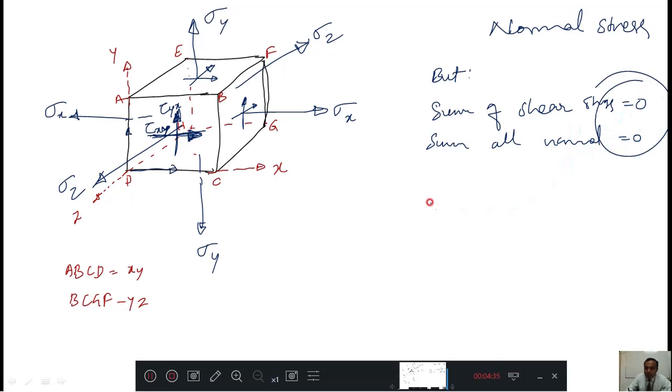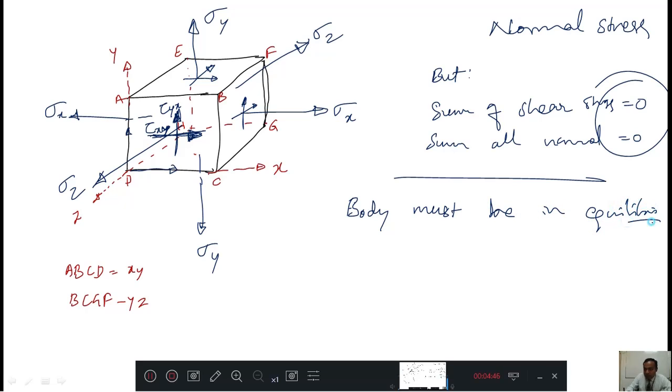The meaning is the body must be in equilibrium. When the body is in equilibrium, then only you can say that the stress is developed. Okay, when the body is in equilibrium, then only you can say the stress is developed. When the stress is developed, you can study the combination of normal stress and shear stress. Understood? This is a very important point.